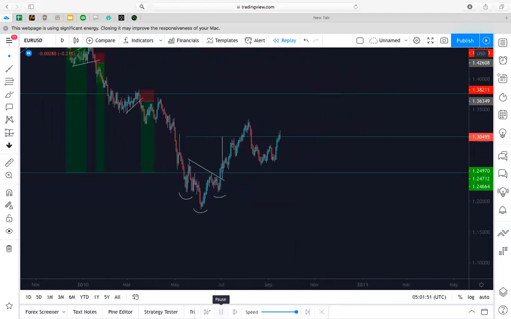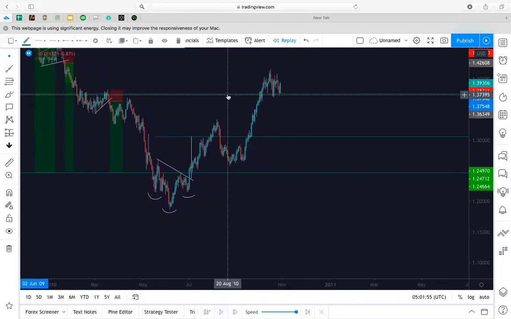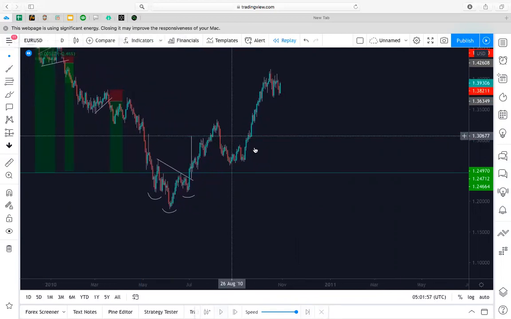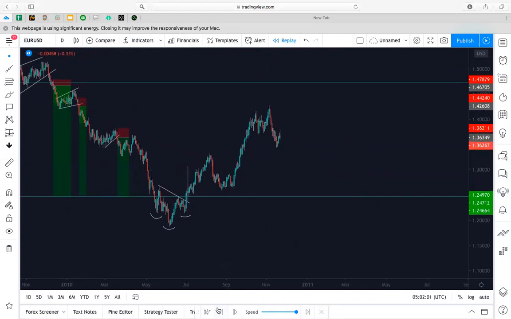You can see we're starting to correct a little bit and price moves back up. I'm going to go ahead and delete a few of these lines so it can be more clear now. So let's see how price moves now.